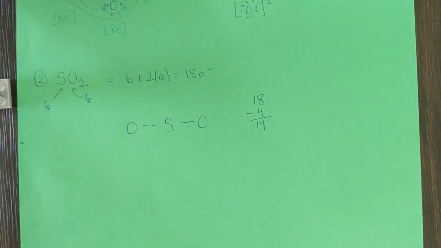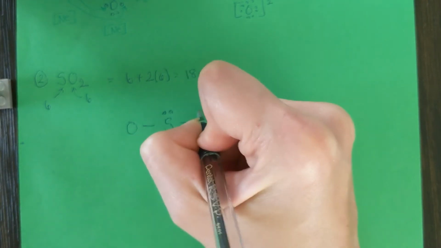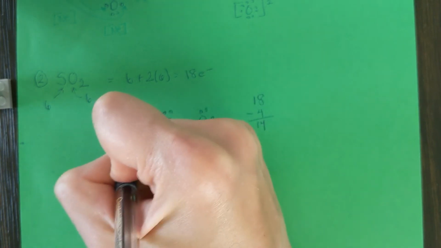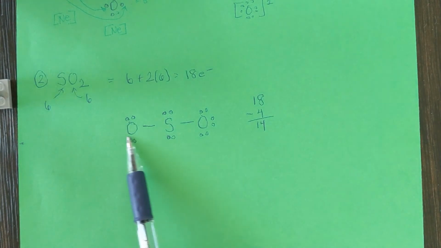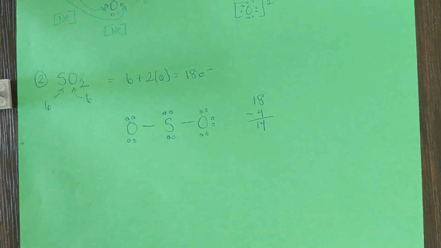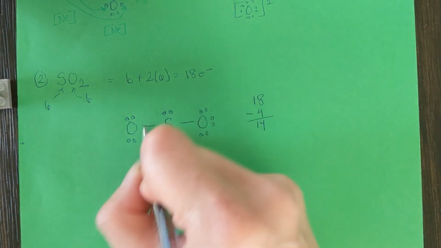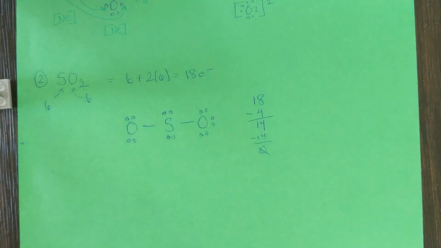Now we're going to distribute the lone pairs. 1, 2, 3, 4, 5, 6, 7, 8, 9, 10, 11, 12, 13, 14. We distribute our lone pairs on our SO2, and after using all 14, we have 0 electrons left.